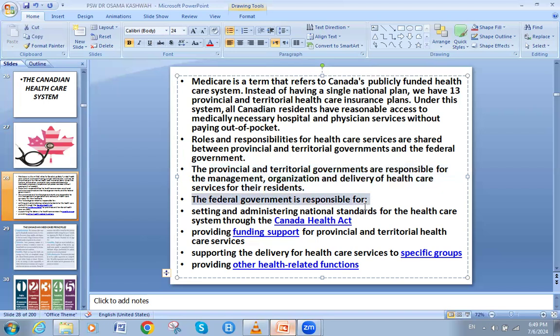What is the federal government responsible for? The federal government is responsible for setting and administering national standards for healthcare, providing funding support for provincial and territorial healthcare services, supporting delivery of healthcare services to specific groups, and providing other health-related functions. So the Canadian federal government is responsible for about three points: setting and administering national standards for the healthcare system, providing funding support, and finally, supporting delivery of healthcare services to specific groups in the Canadian community.